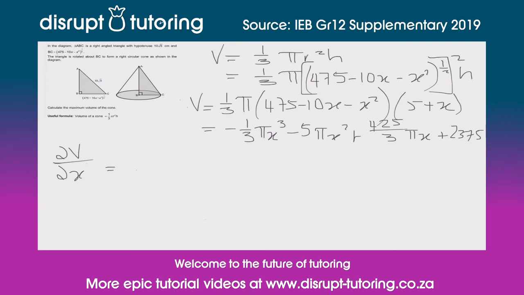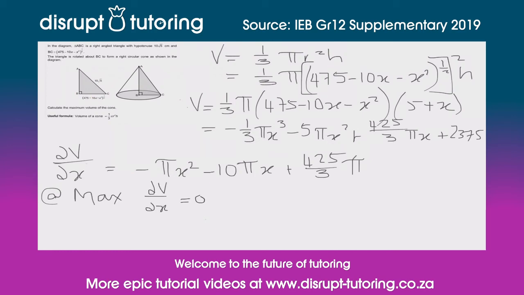So we're going to have minus, that 1/3 and 3 cancel out, so we have pi x squared. Then we are going to have minus 10 pi x plus 425 over 3 pi. And the last thing falls away because it's our constant. Now remember, it's at its maximum, so at max, we're going to say that the derivative equals 0. So that would mean that 0 is equal to... I'm going to simplify it straight away.